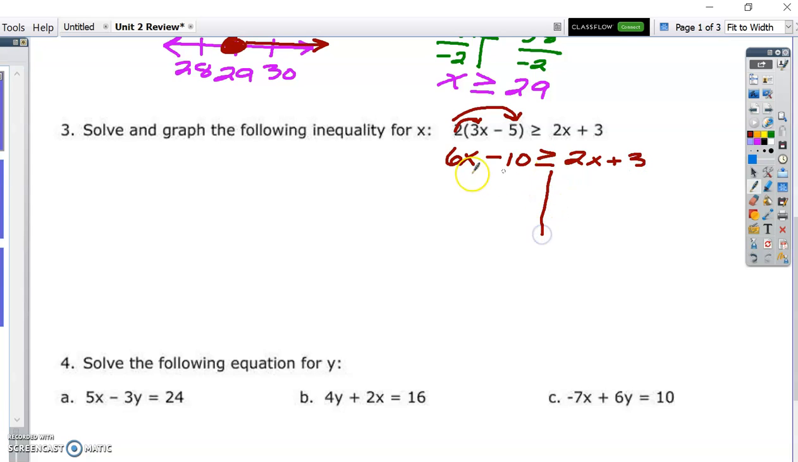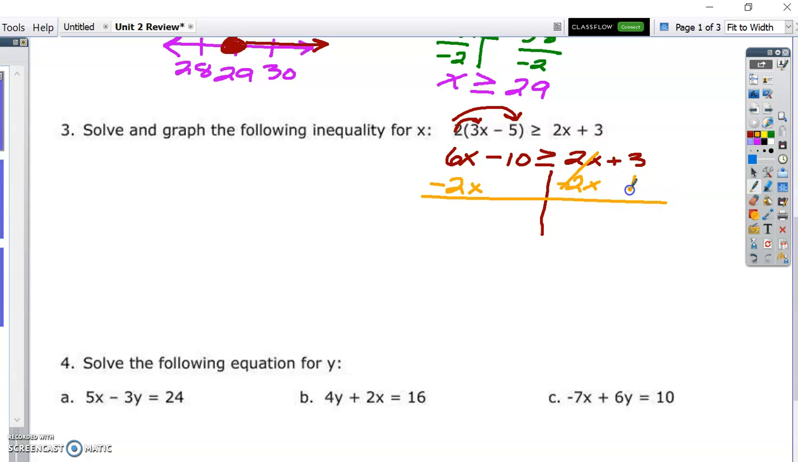Draw my line. Can't combine anything on this side, can't combine anything on this side. It's time to move stuff around. Let's go orange this time. I'm going to move a variable to the left. So minus 2x. You can move it either direction. I like to have my variable on the left if at all possible.